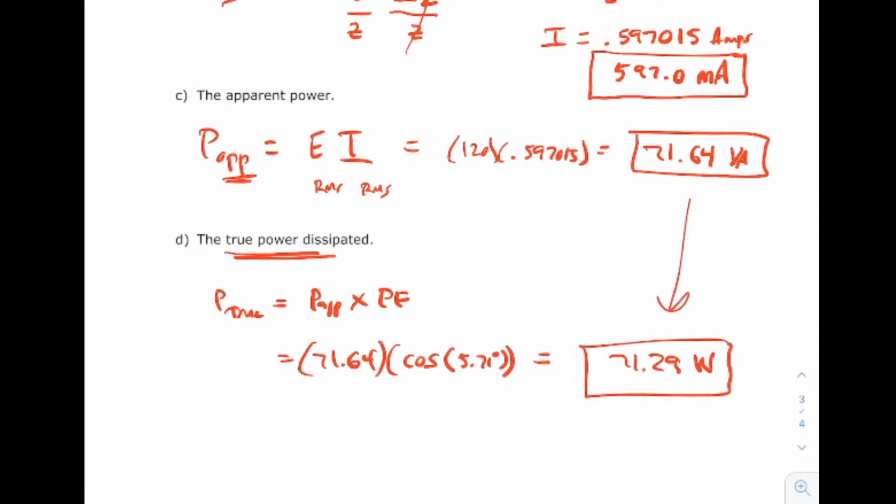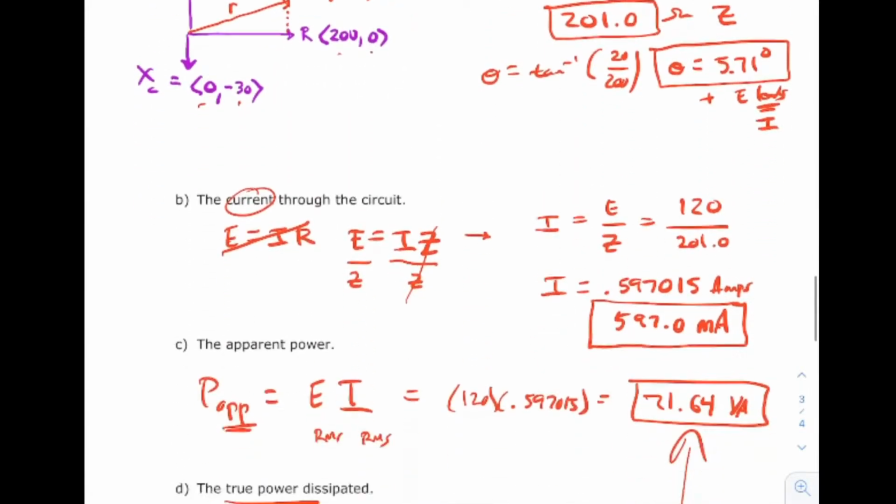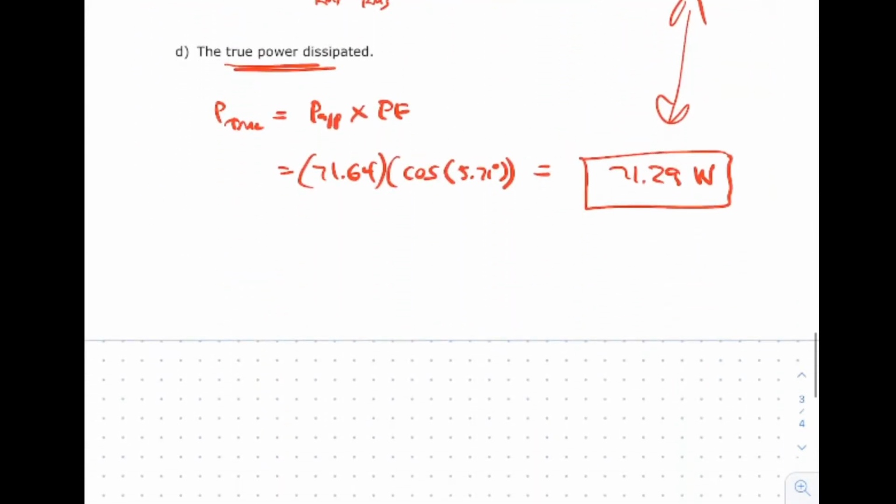In this case, not a heck of a big difference there, 71.6 versus 71.3, and that's because the phase angle was so small. The smaller the phase angle, the closer the true and the apparent power are going to be to each other. But if you have a big phase angle, your true power is going to be a lot less than your apparent power, because the cosine is going to be kind of a low number.